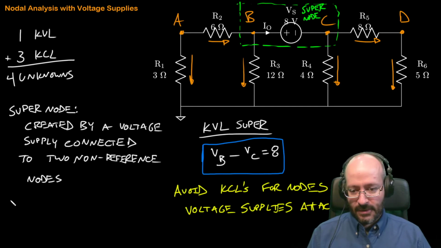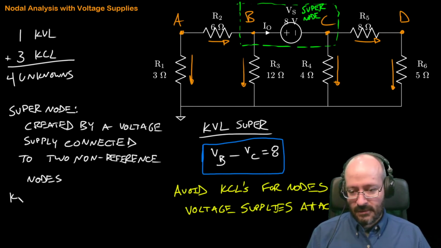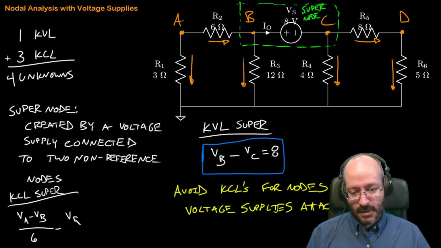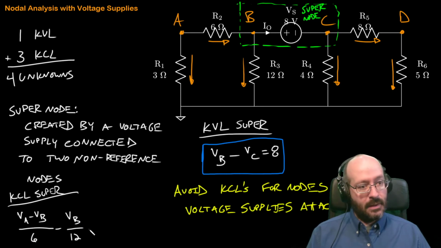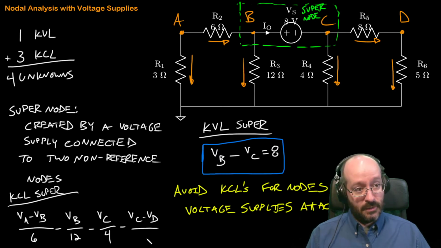Let's see if I have enough room down here. Let's say KCL for the supernode. Okay, VA minus VB over 6 minus VB over 12, right? And I'm dropping that 0 now, minus VC. If you're not comfortable with that, go back and watch the previous videos where I talk about it. Minus VC over 4, minus VC minus VD over 8.